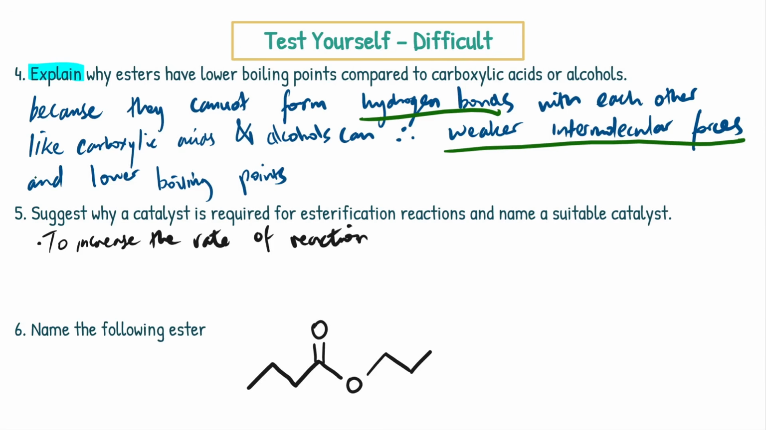And we need to name it. Okay, do you remember what the catalyst is that we used? It's often concentrated sulfuric acid, okay? So they've asked us to name it here. So we could just put sulfuric acid like this.